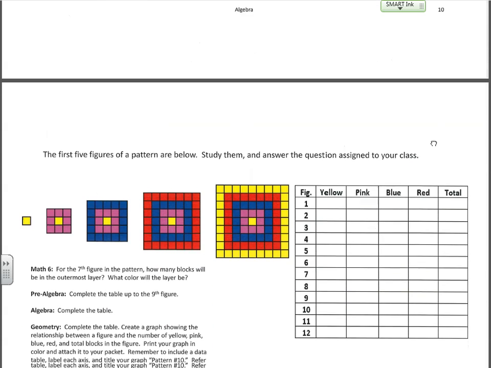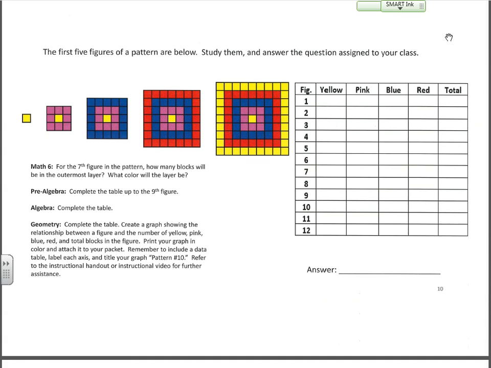Then we come to our pattern block section. And similar to the last few packets that we've had, we're dealing with squares, which means this total blocks column has a very distinct pattern. If you just look at what we've got going on here, the first figure has 1 total block, the second figure has 9 total blocks, then we get to 25 total blocks, 49 total blocks. Hopefully by now you are recognizing those numbers for what they are, why they're special. They are perfect squares, right? And more than that, they are odd perfect squares.